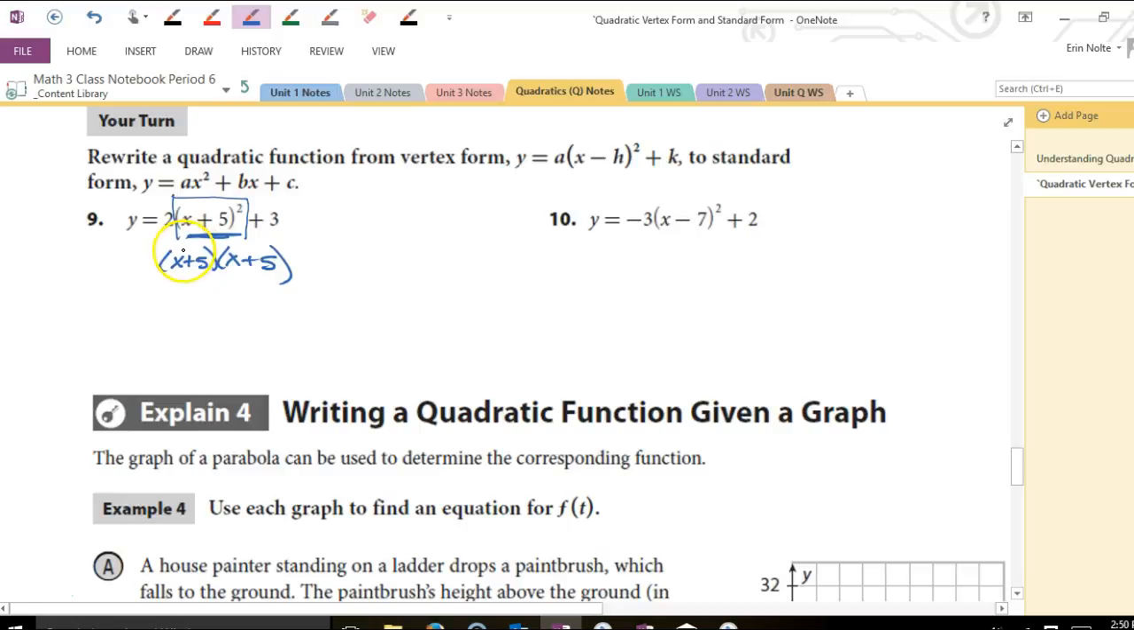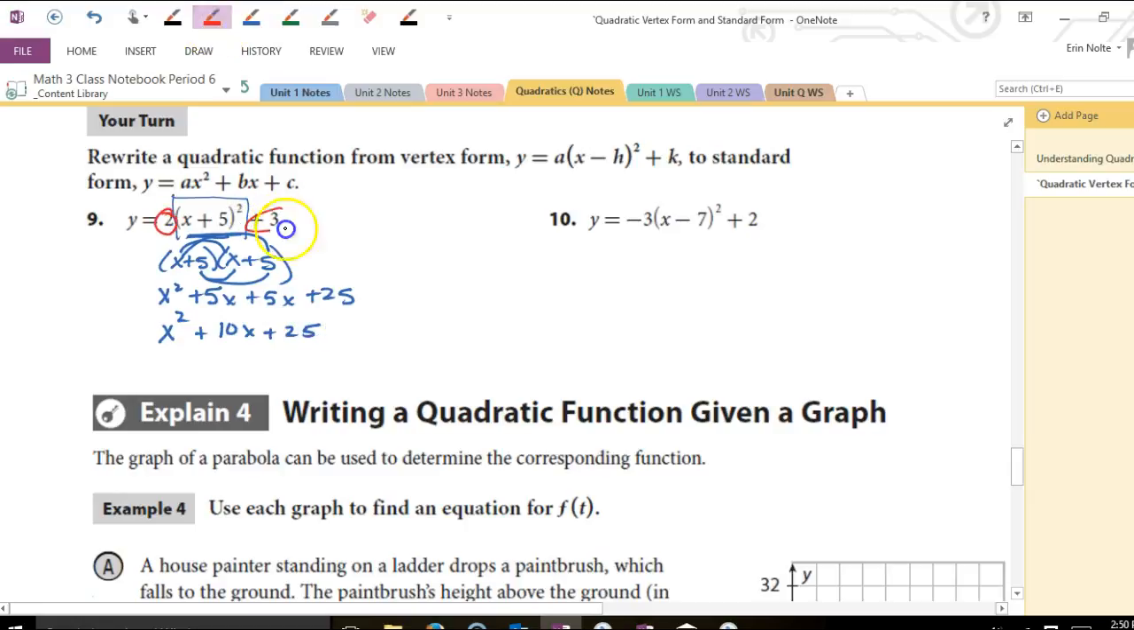Ready? What's x times x? x squared. What's x times 5? 5x. What's 5 times x? 5x. What's 5 times 5? 25. I have just successfully FOILed. At this point I need to combine like terms. Are there any terms that I can combine? The 5x's. How many x's do I have if I have 5 plus 5? 10 x's.